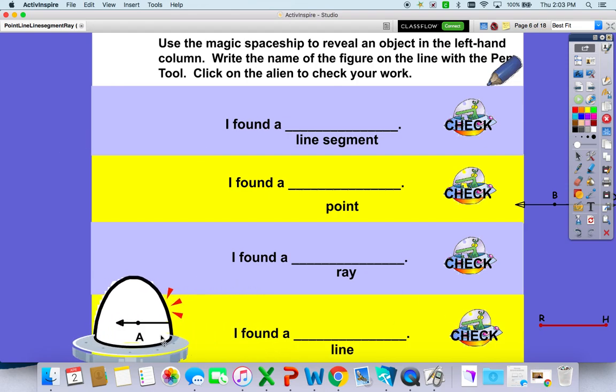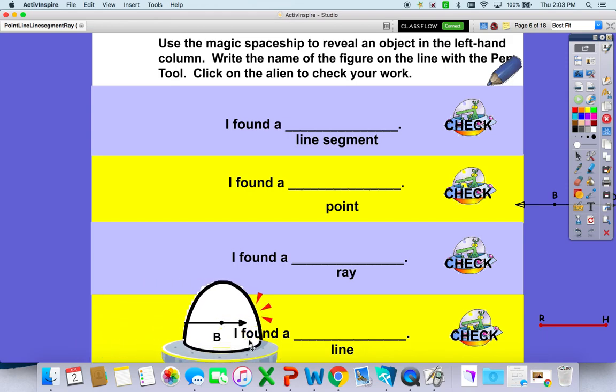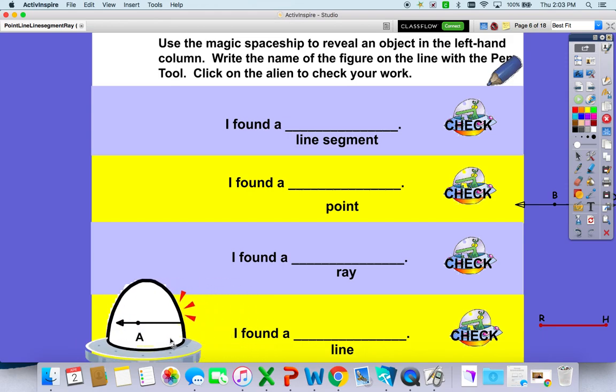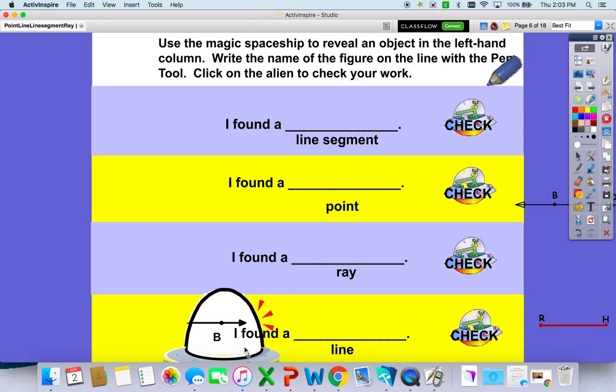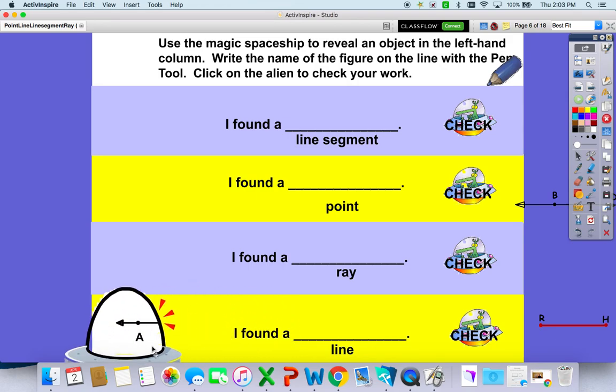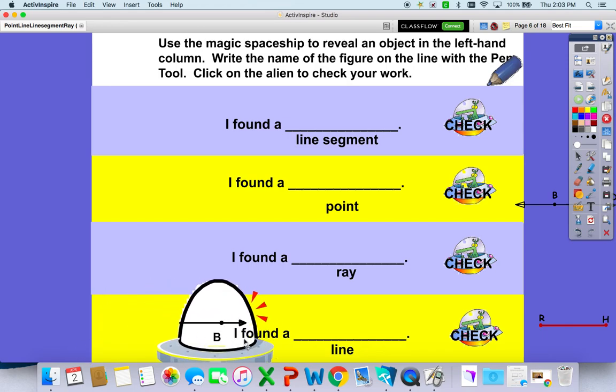If you said a line, you are correct. Remember, a line goes on forever. It has no beginning, no end. It extends in both directions, but I do need to name it. I would name this one based on the points. So I would call this line A, B.